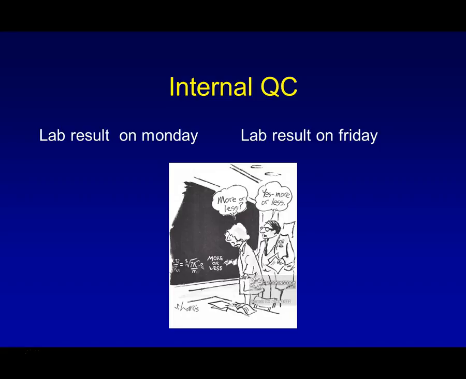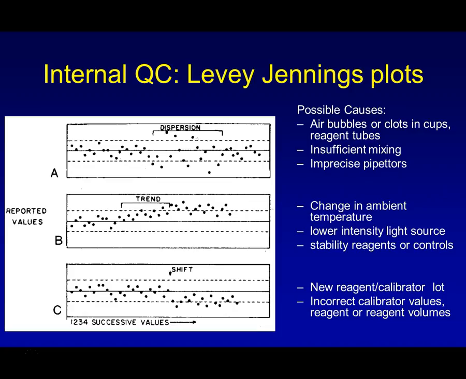And to guarantee that we have a good precision, we use internal quality control, which means that if we measure a potassium on Monday and we measure it again on Friday, we have the same result. For this, and to monitor the variability or the precision of our methods, we use the Levey-Jennings plots. And we have actually 3 deviations from what is okay.